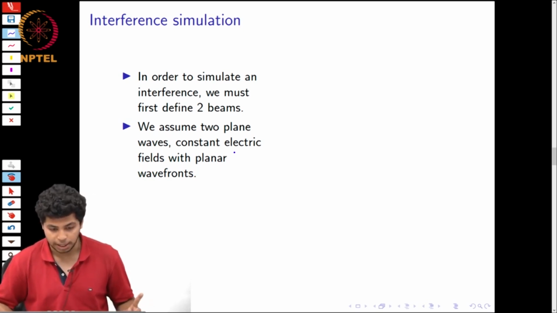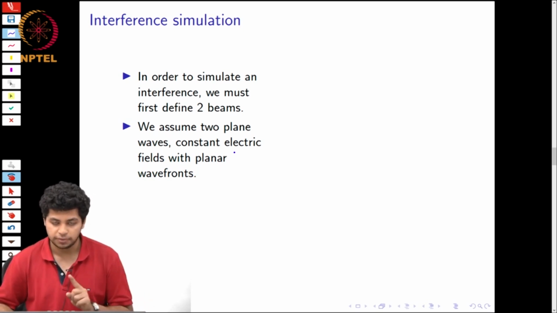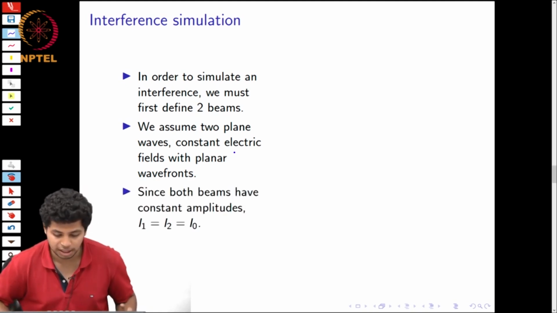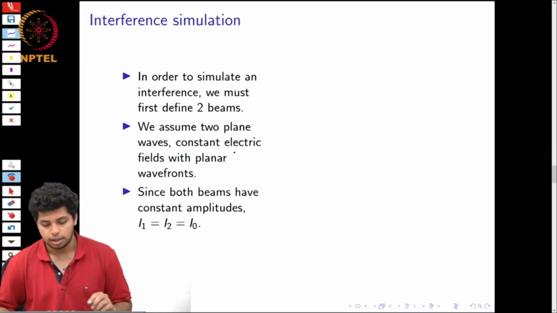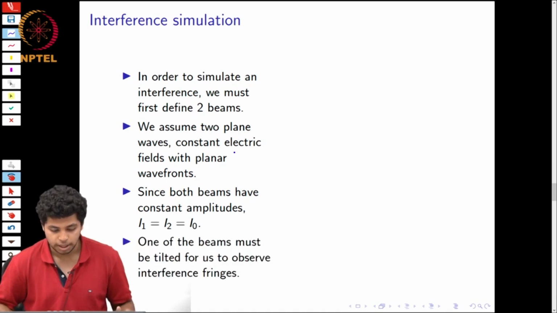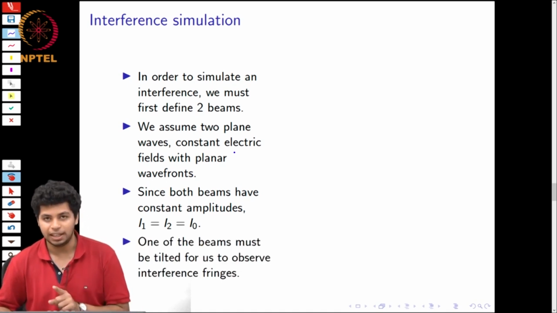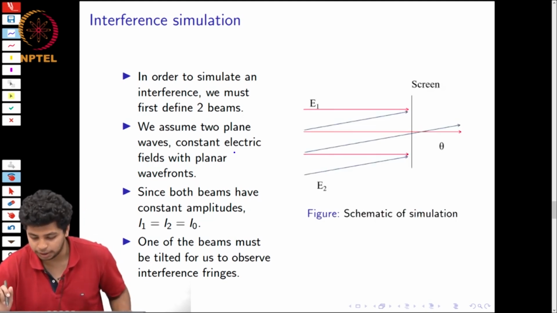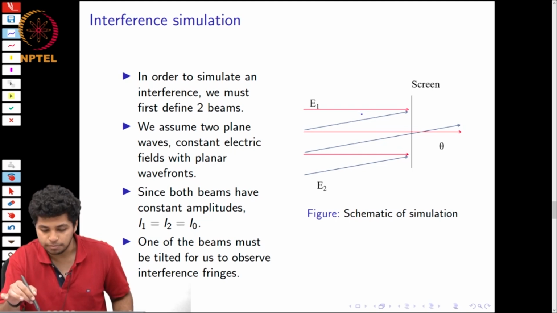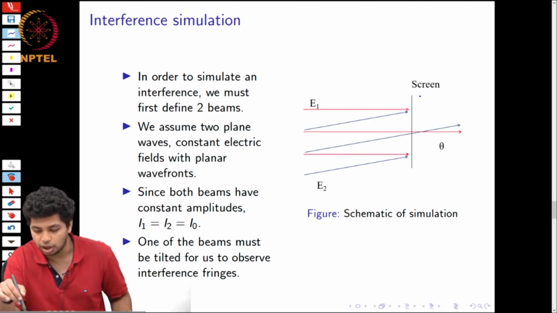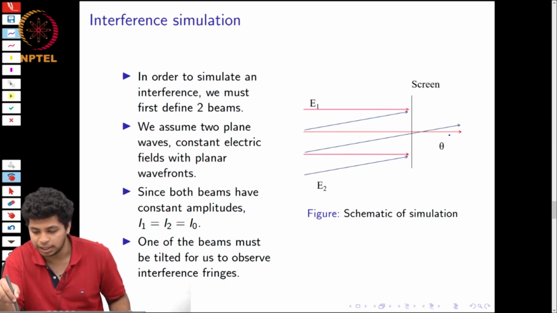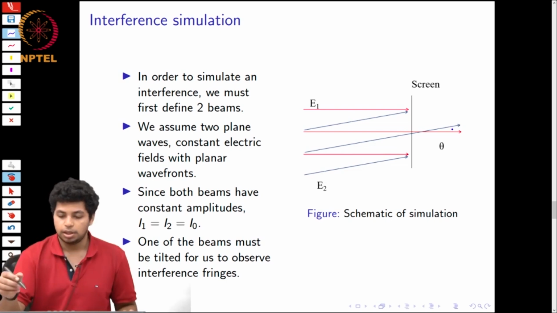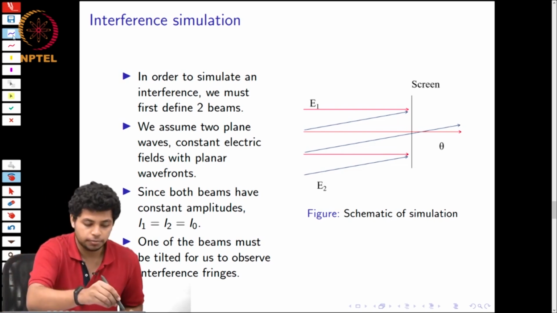Both beams will again be plane waves, that means constant electric fields with planar wavefronts, but there will be one key difference here. Again, both the amplitudes will be the same, but one beam will be tilted with respect to the other. Now what that means is explained in this schematic. The red beam is the first beam which is coming normal to the screen, and the blue beam is the second beam which is coming at a certain angle with respect to the normal, and that angle is given as theta. So I'll just represent it again.